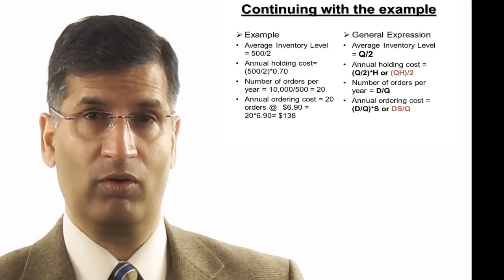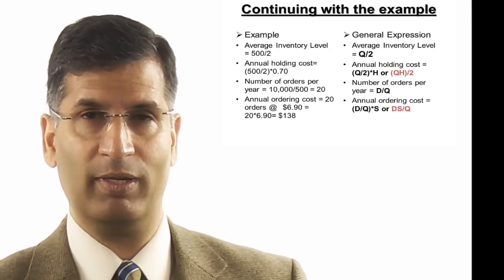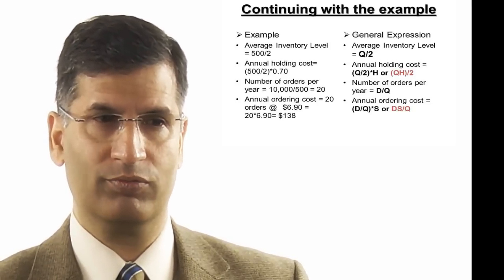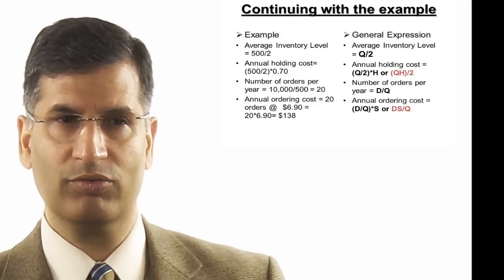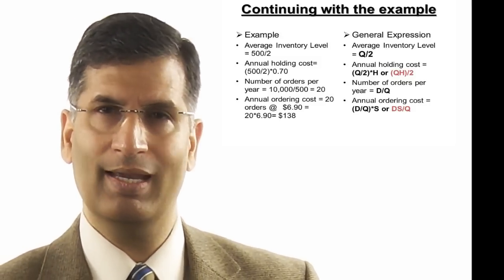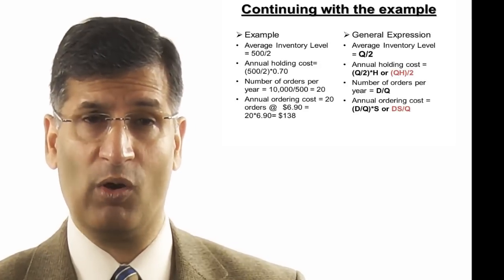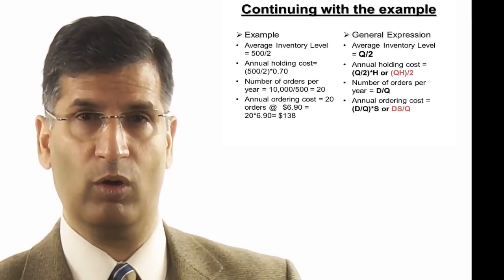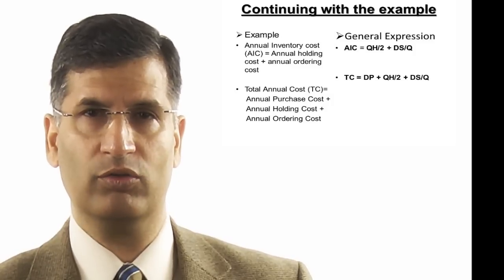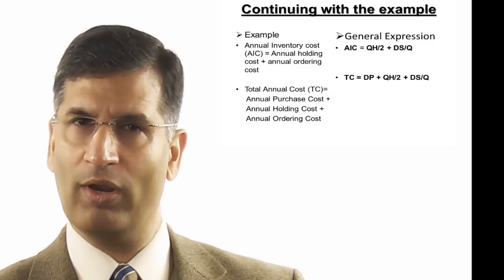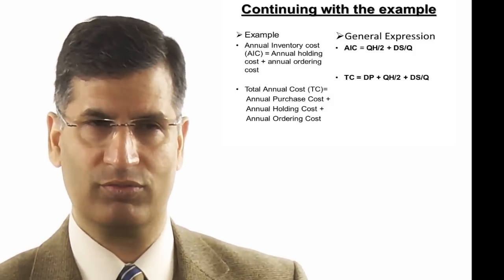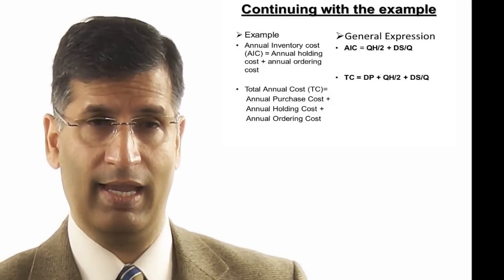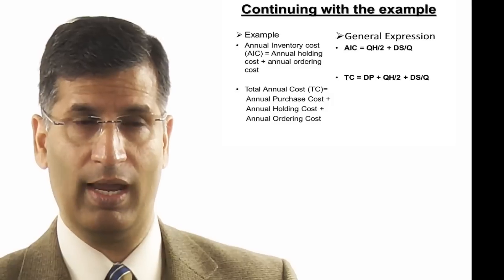In this example, remember the cost of placing an order is estimated to be $6.90. So 20 orders times $6.90 will give you $138. But the general expression is going to be D divided by Q, the number of orders, times S. Or rearranging those terms will give you DS over Q. Annual inventory cost includes 2 components: annual holding cost and annual ordering cost. And the general expression is AIC is equal to QH by 2 plus DS over Q.